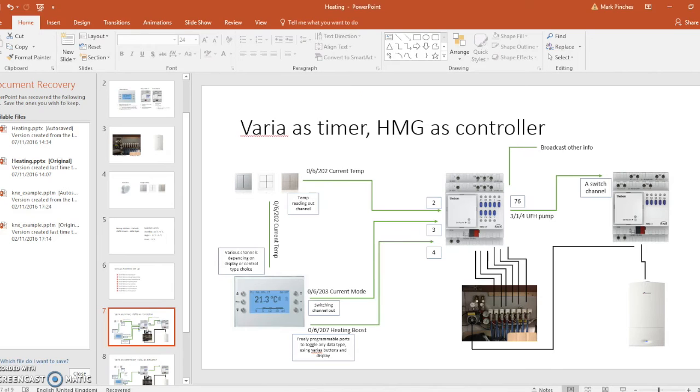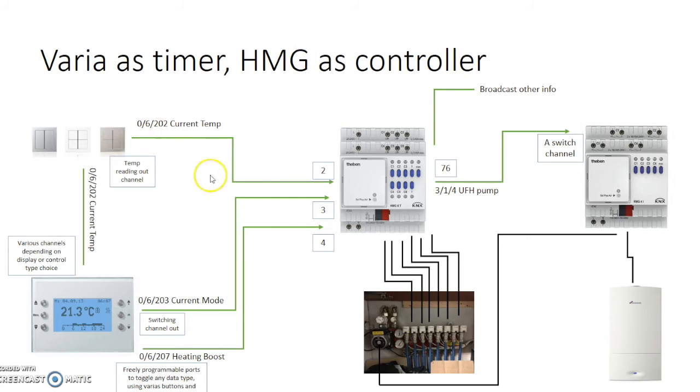So I'll switch that to PowerPoint. This is effectively what's happening. You're getting current temperature in, you're getting the current mode in. This is making all the decisions, and then it's turning on the underfloor heating pump and opening the valve a certain amount. So that's one way. You can also connect this to broadcast other information, and as I say, you can connect in a heating boost on the presence channel, which is kind of handy.